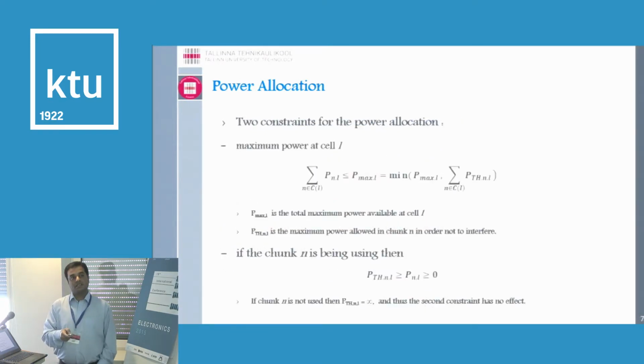So there are some constraints on the power allocation algorithm. First, power cannot go more than the available power in the cell. And the second constraint is that the power assigned to any transmitter should be less than a threshold. The threshold can be assigned by the user, or it can be set by the environment, so that whatever interference is being received from the other cells should be below this limit. And if this frequency carrier chunk is not being used, it means that frequency channel can have that power. So this condition would be null and void, and only this condition would be effective.